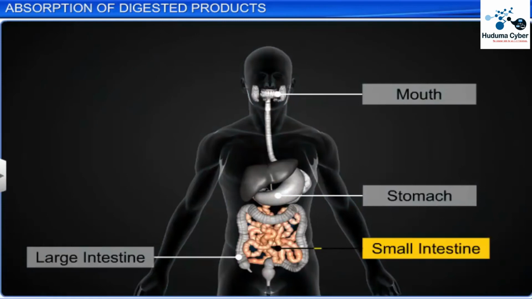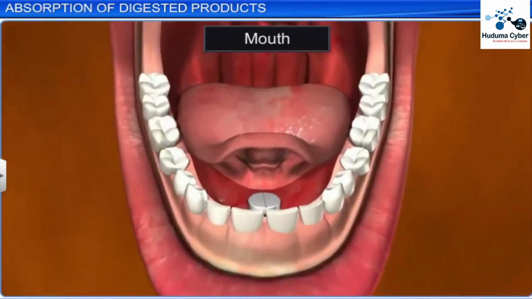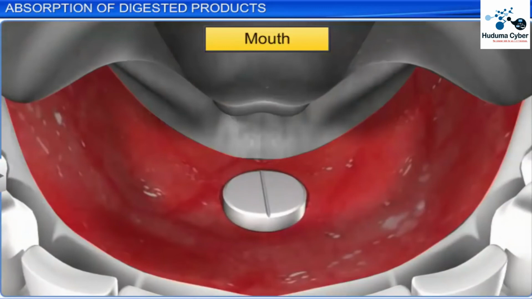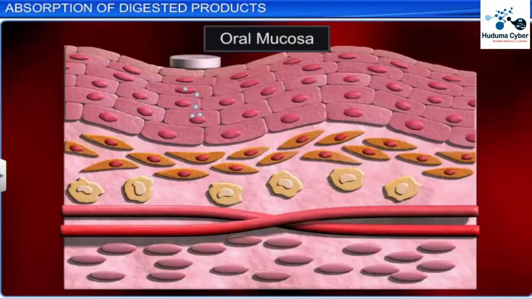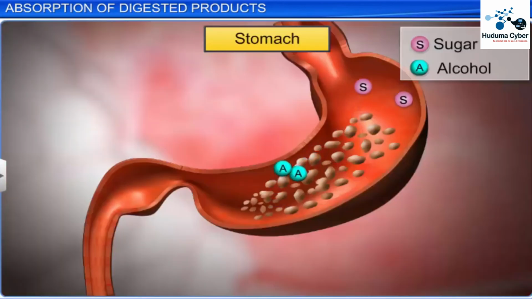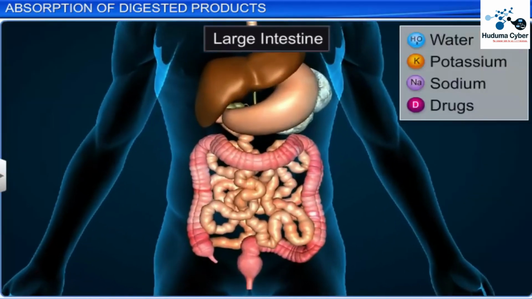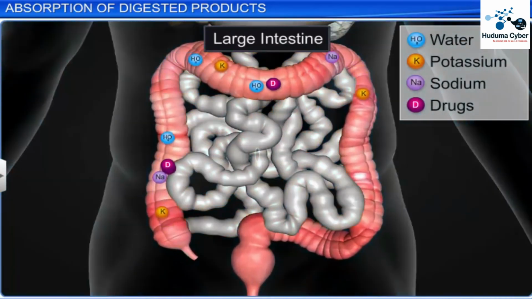Besides the small intestine, other parts of the digestive system also play a role in the absorption process. For example, certain drugs are placed in the mouth under the tongue so that they can be absorbed directly into the blood capillaries. The stomach wall directly absorbs certain foods, including simple sugars and alcohol, and they do not remain in the stomach. While water, some minerals such as potassium and sodium, and drugs are absorbed in the large intestine.